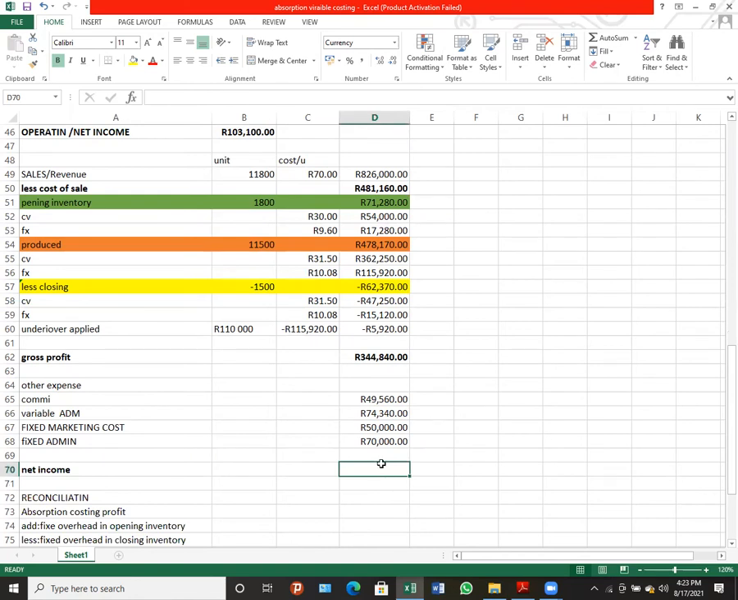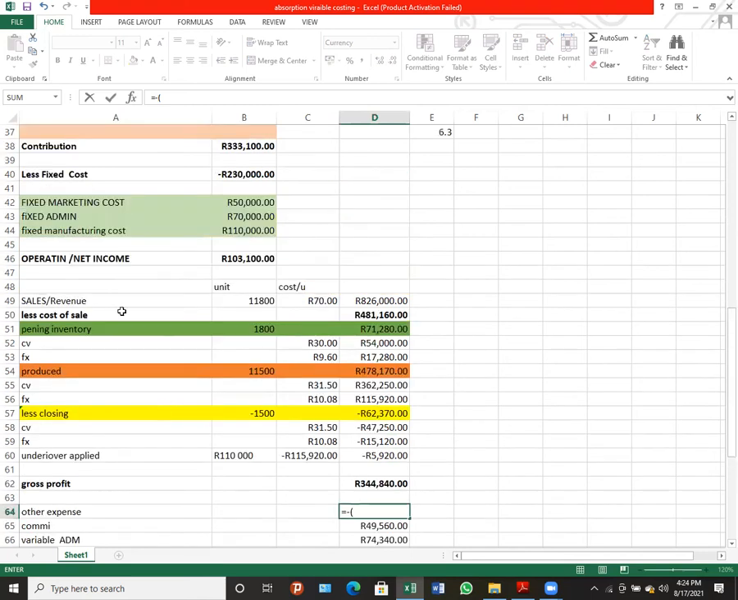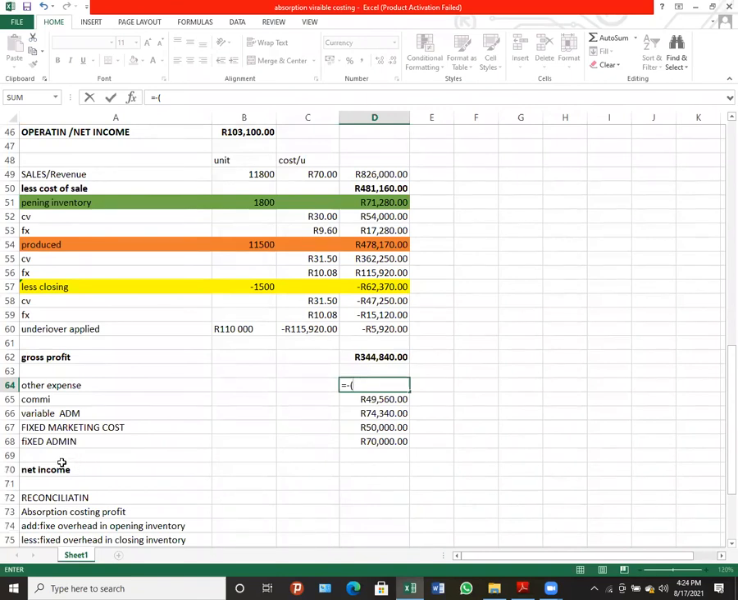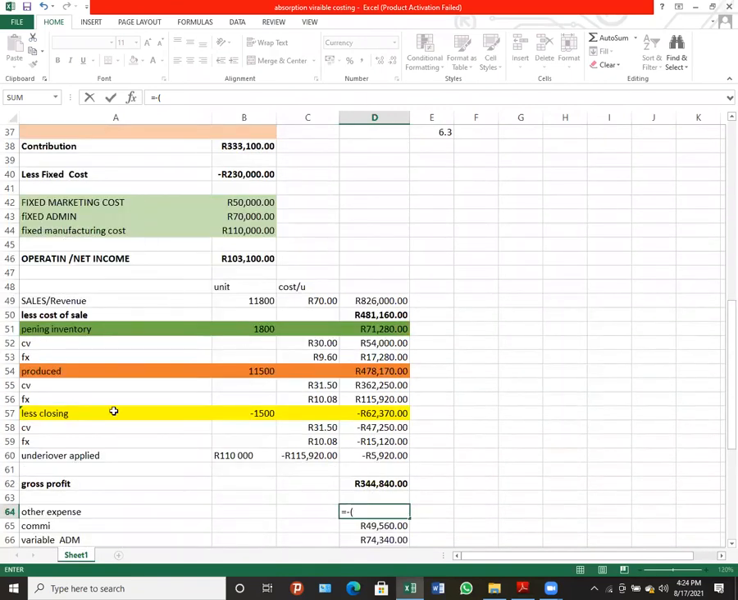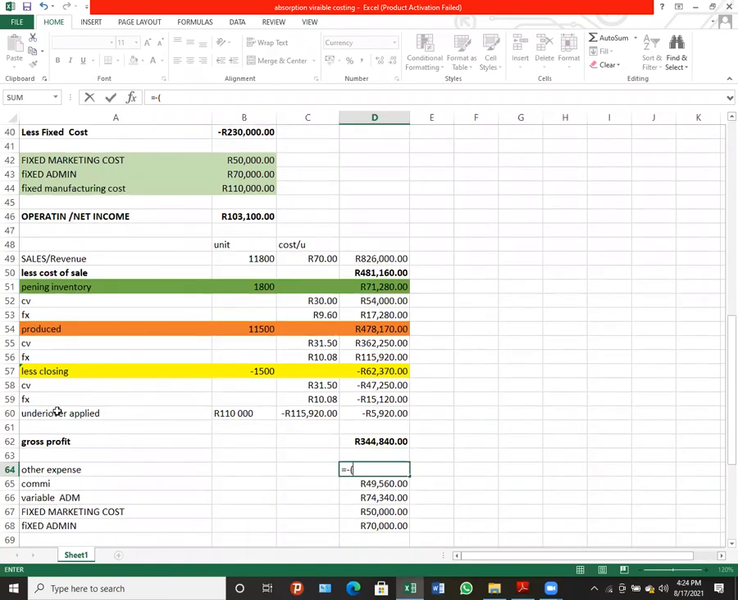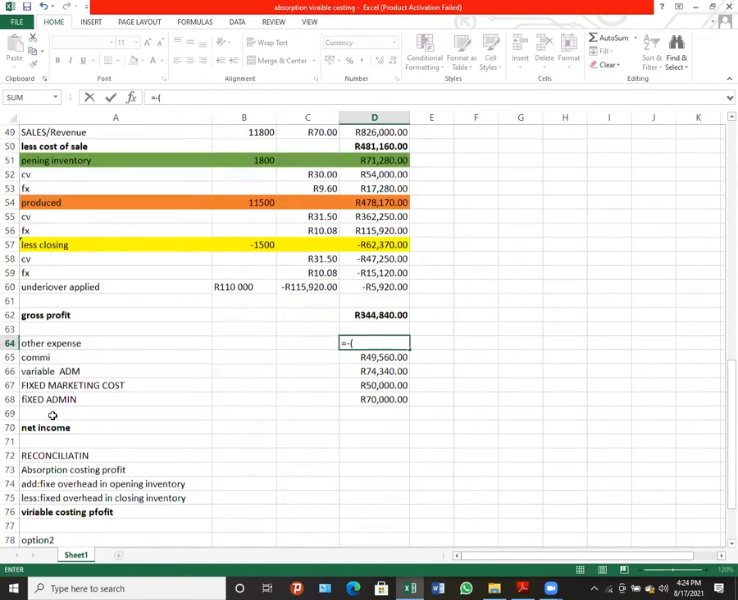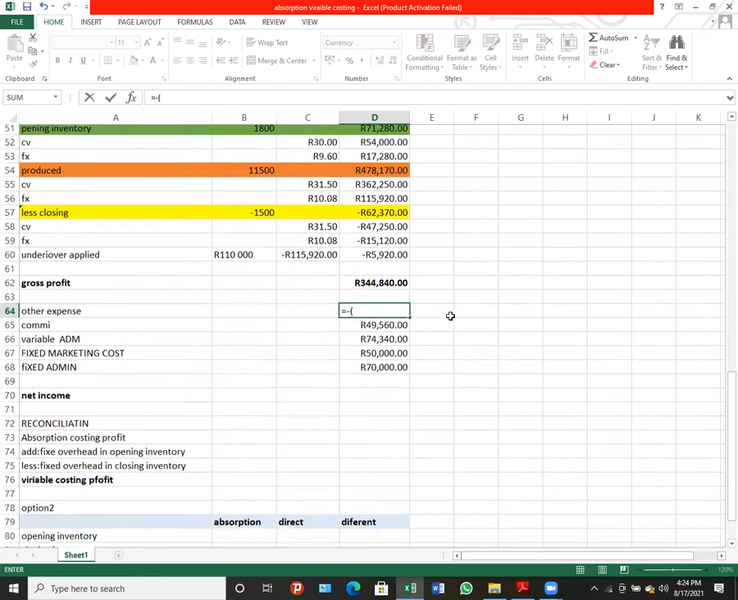Sorry. Hello, yeah, I'm listening. I want to ask, you said we don't use the 110,000? Yeah, we can't include 110,000 because it's already included where? Here, under calculating the under or over applied. If it was not included, we would have included it under other expenses. Yes, yeah. Oh, okay, yeah. Okay.